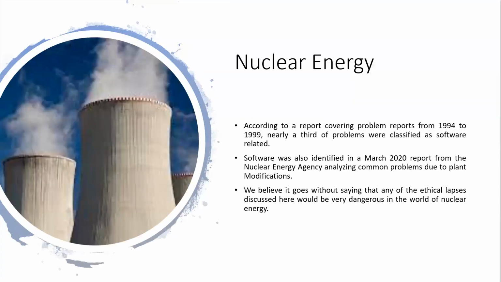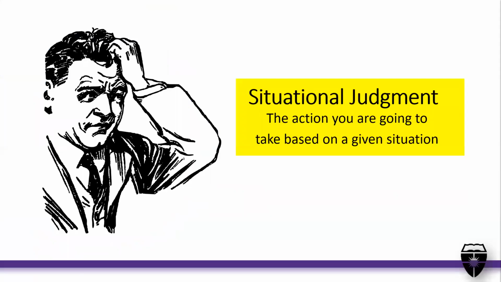I don't have any specific examples in nuclear energy, but I think that we can all agree if there is an accident in nuclear energy related to software and ethical dilemmas in software, it would certainly be a bad day for everybody. But back to the importance of ethics in software, back to the crux of the matter. The reason thinking about ethics is important boils down to situational judgment. Situational judgment is the action that you're going to do based on a given situation.